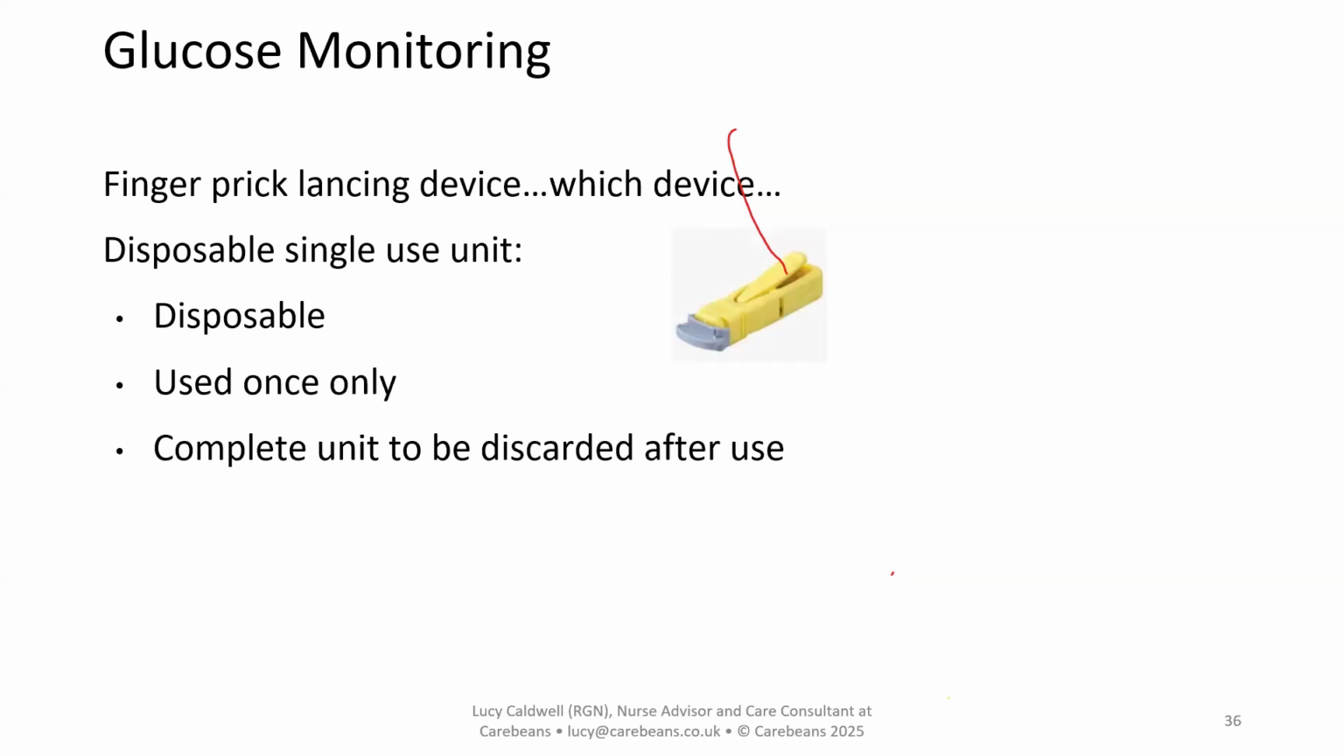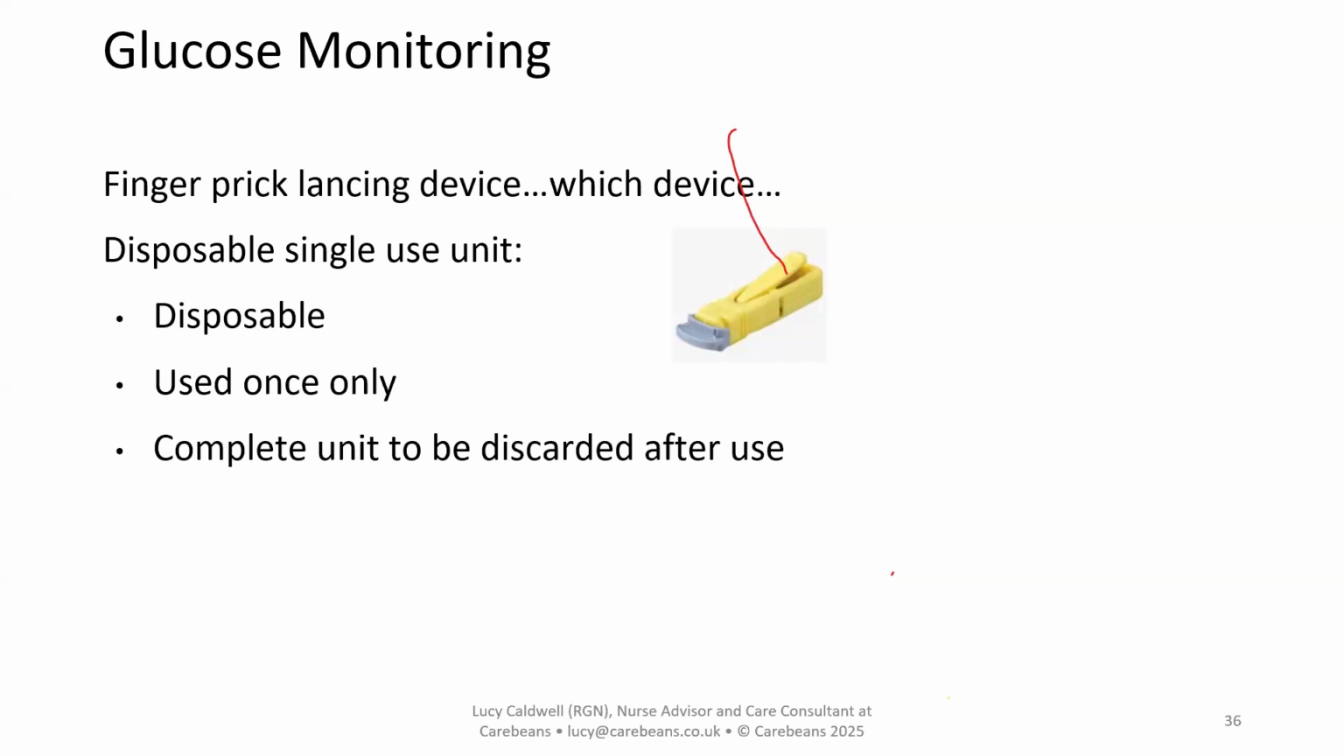So again, we're sort of going back to sharps really here. But when you do glucose monitoring, and I'm sure many of you will be familiar with these devices, these lancets, to prick your finger. There are two types. There's disposable single-use units, so throw them away after, dispose of in the sharps bin. And there's also reusable units that you may be aware of as well. We're going to look at both now.